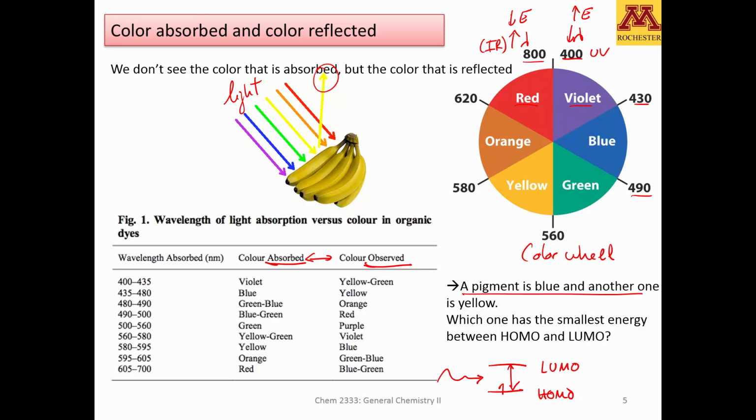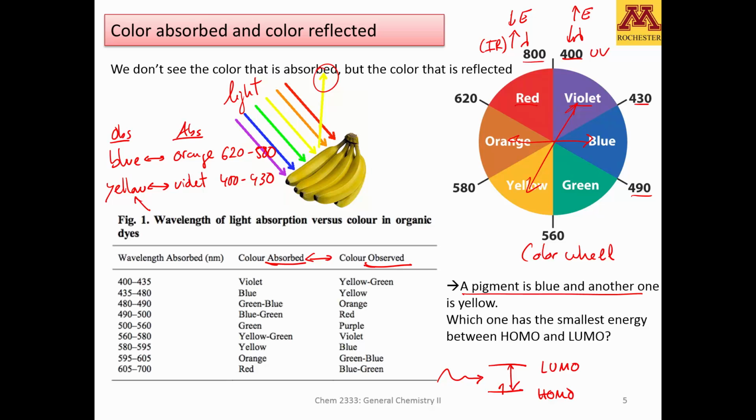So a question would be: a pigment is blue and another one is yellow. Which one has the smallest energy between the HOMO and the LUMO? Well, let's look at the color wheel. If a pigment is blue, that's what's observed, so it means that it absorbs in the orange, in the range of 620 to 580 nanometers. The one that is yellow means that it absorbs the violet, and the violet has a range of 400 to 430.